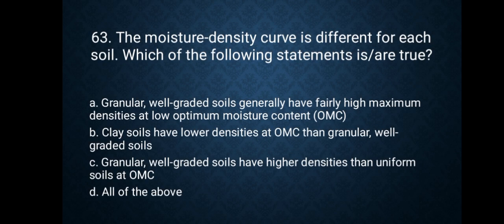Next is number 63. The moisture density curve is different for each soil. Which of the following statement is true? So, may upat na choices. Kulawin na niyo. So, an answer sa number 63 is D. All of the above. Kulawin na niyo an number 56. 56 kay parang related ta siya. Kay an answer niya is all of the above.